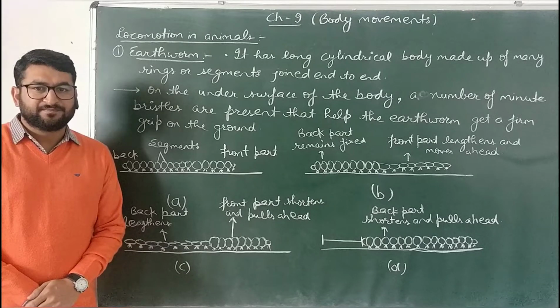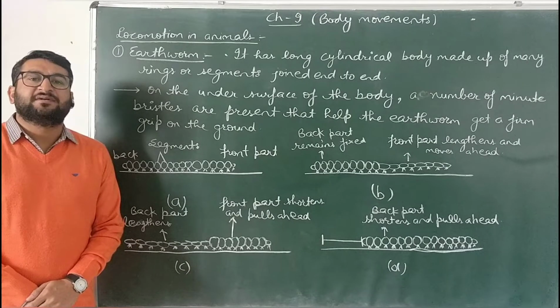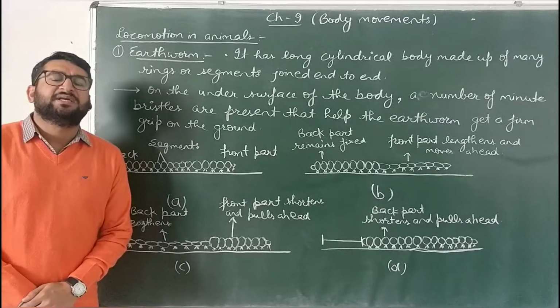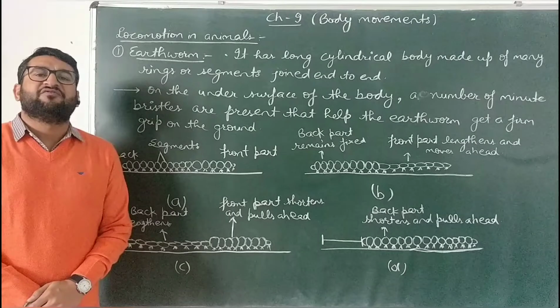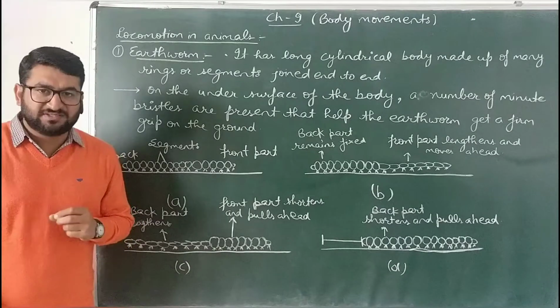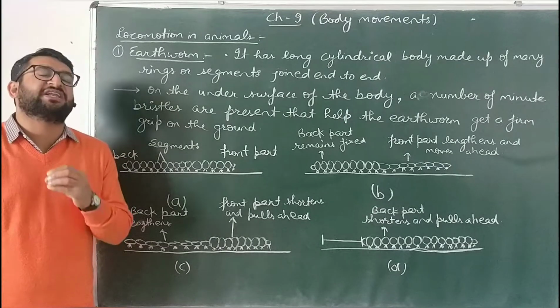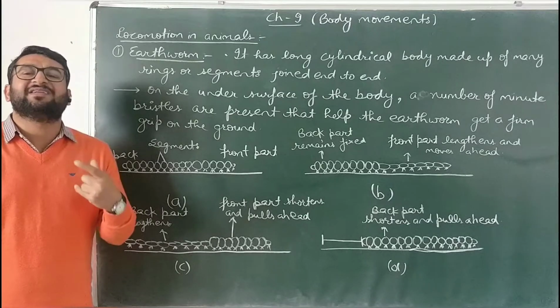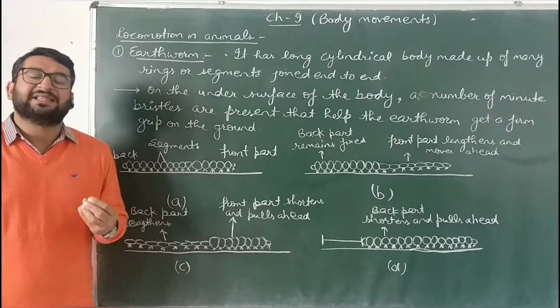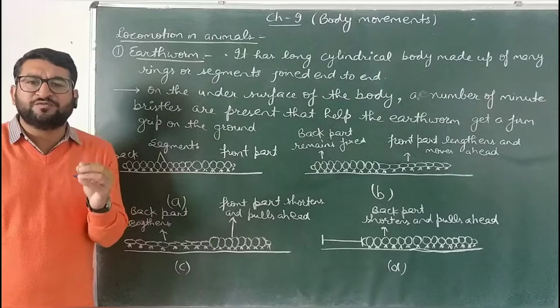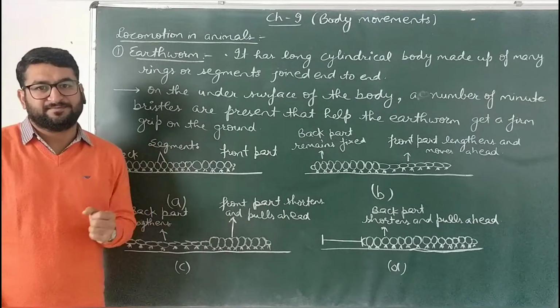Hello children, we are discussing chapter 9, body movements. In the initial videos of this chapter, we have discussed the movements in plants and animals. Plants show very slow movements which cannot be observed easily, whereas animals perform locomotion. That is, their whole body moves from one place to another.